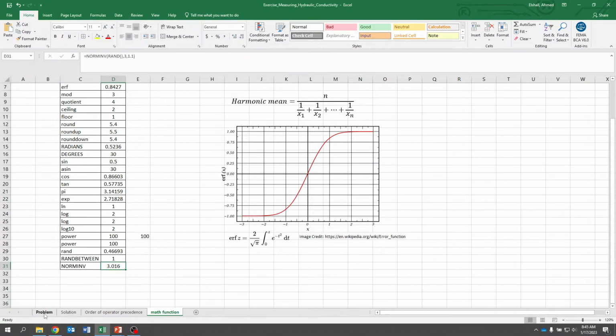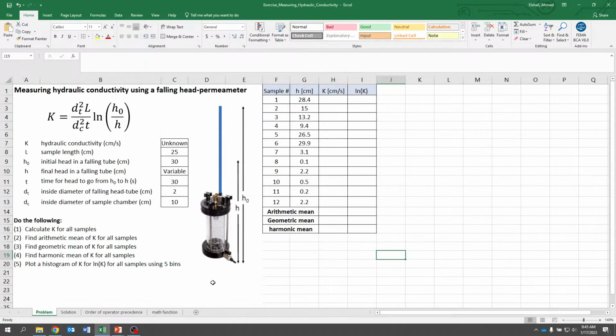Okay, so let's go to our example. In our example here, I want to estimate hydraulic conductivity. In the lab, I have 12 soil samples. You have, this is what is unknown, the sample length, so that's this length. Initial head, so that's when I started the experiment, the head was here, and then after a certain amount of time, which is 30 seconds here, I count how much the head will fall, from here to here, for example.